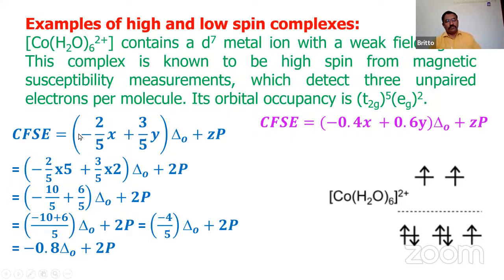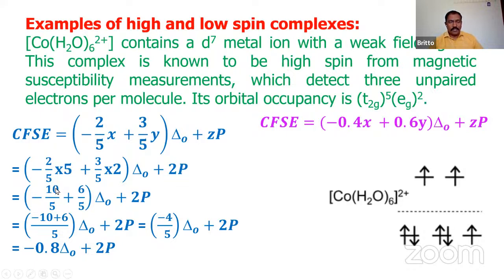So the equation will become minus 2 by 5 into 5, because the number of electrons present in T2G is 5, plus 3 by 5 into 2, the number of electrons present in EG level, and then the whole thing multiplied by delta O plus 2 times P, because Z is equal to 2. I would recommend you always try to make the fraction, and then if it is necessary, you can convert it into decimal. So I'm going to first convert this into a fraction.